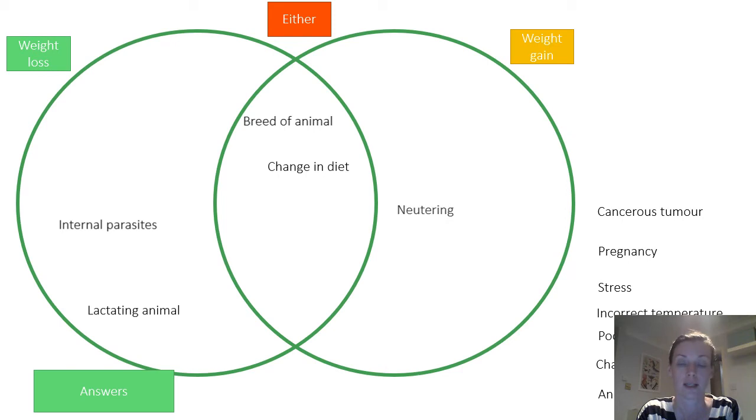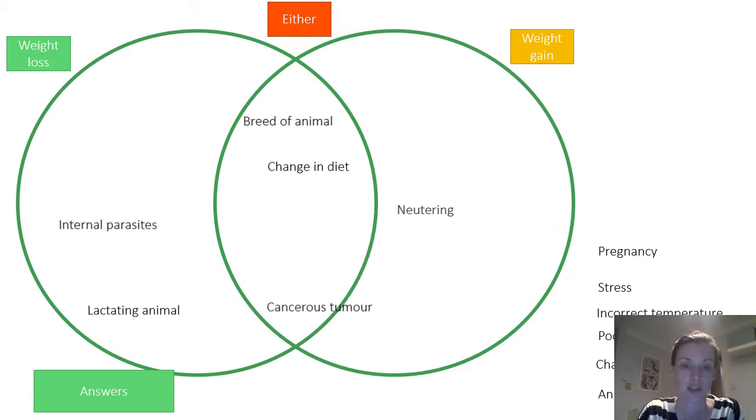Neutering an animal can result in weight gain. So neutering is when you make sure that the animal is unable to breed anymore. It affects the animal's metabolism because of the hormones, and because of that it can result in weight gain.